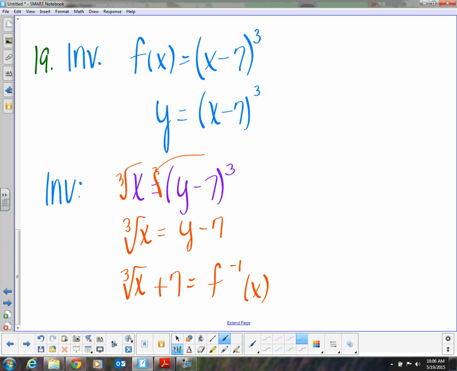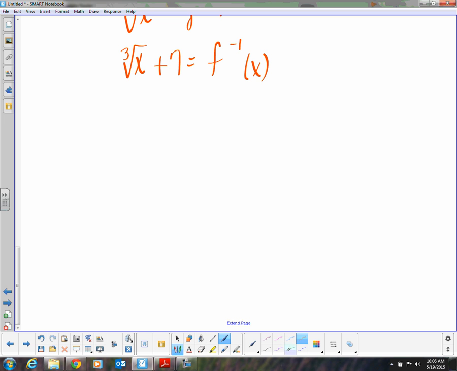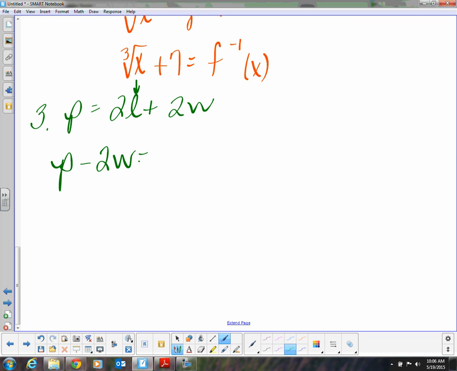Next. Yes. 3. What did 3 say? Say that again. Okay. 2L. And what are you supposed to solve for? Okay, so we need to get L by itself. Who moves first? Can you get rid of the 2? No, I wouldn't. We always get rid of the add and subtract first. And then what are you going to do?